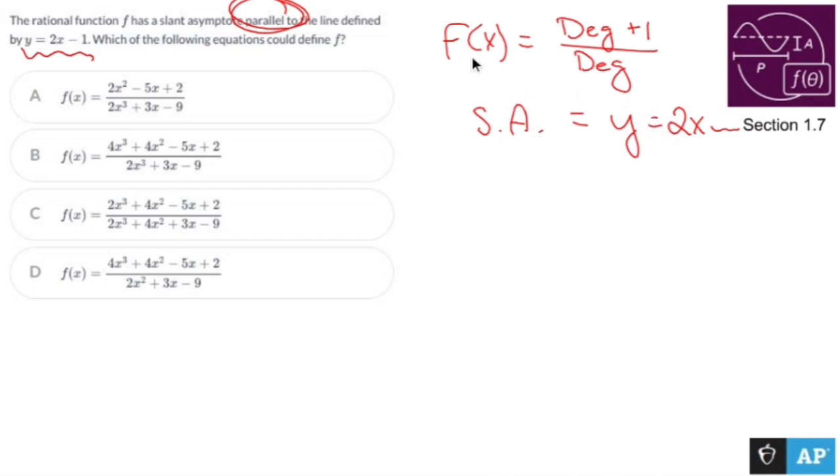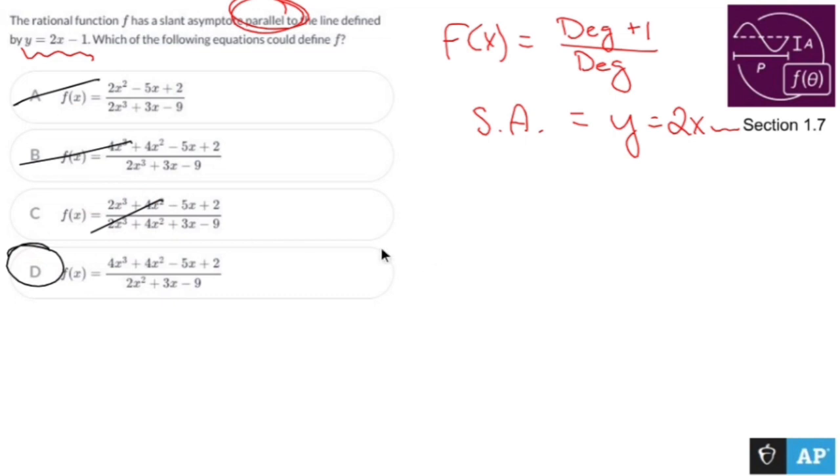So this is what we need to do. First off, we need to eliminate the ones where my degree in the numerator is not 1 more than my degree in the denominator. If I look at each one of these individually, you have a smaller degree than that, no good. You have a degree of 3, you have a degree of 3, no good. You have a degree of 3, you have a degree of 3, no good. You have a degree of 3, you have a degree of 2, it must be you.